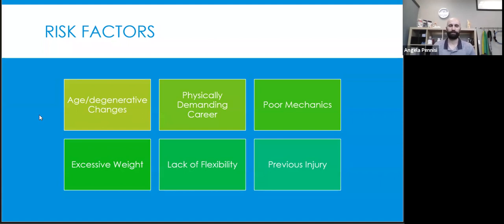So the next factor here would be a physically demanding career. If you're on your feet a lot, doing a lot of walking, running, bending, stooping, that can all contribute to knee pain. But to some degree, sometimes it's not so modifiable. So in terms of prevention, we'll focus on some of these more modifiable risk factors, which takes us to poor mechanics.